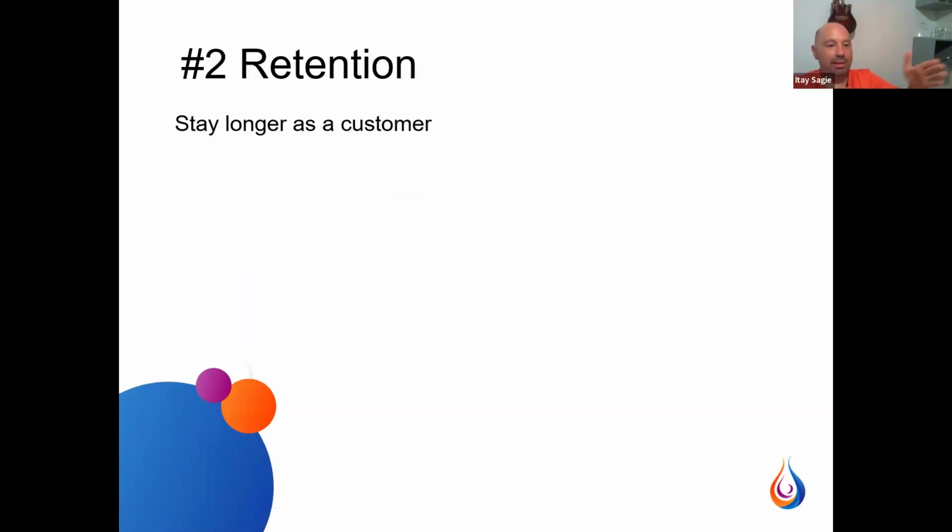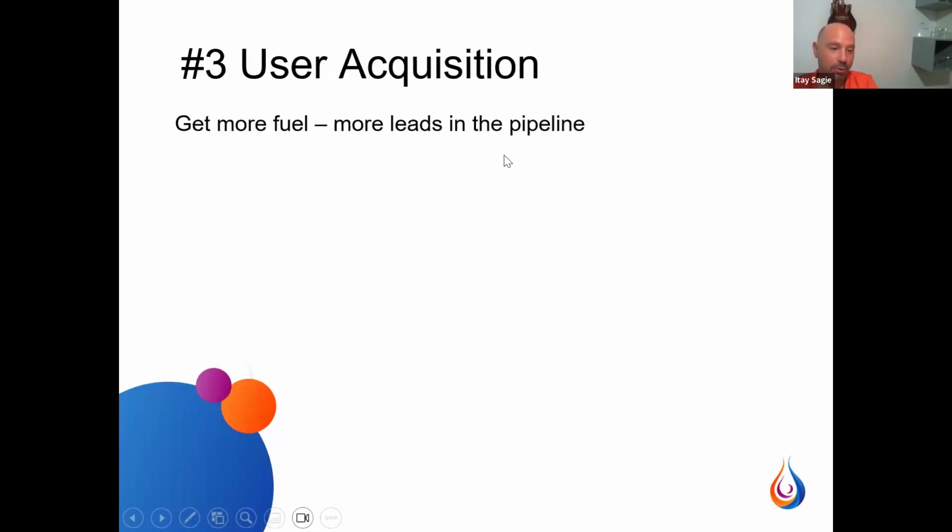Two is retention. So the longer they stay, the more value you get from your customers, right? If they leave after 2 months versus 2 years, you get more value out of 2 years, right? So the longer they stay, the better. That's retention. That's the second most impactful thing you can do for your growth. And the third most important is user acquisition. So once you know how to monetize and retain your customers, you should spend more money to attract new customers.